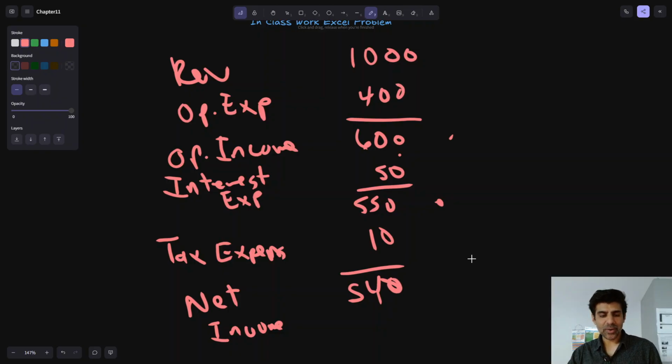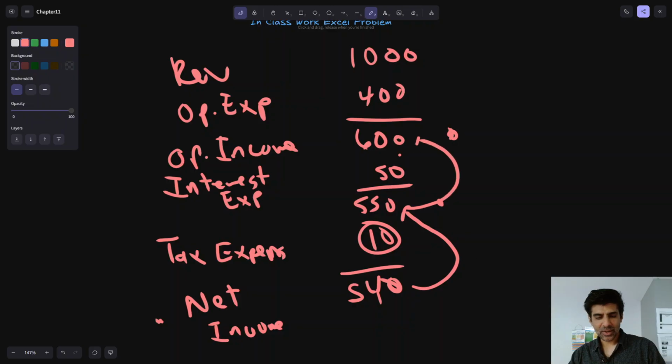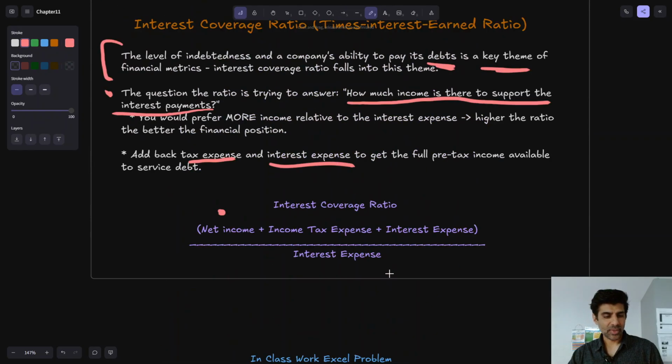So what we care about is not your net income. We care about how much money you have to pay your interest. So we're going to go back to here by adding this. And then we're going to go back to here by adding this. Make sense? Okay, so that's what this is. So you start with your net income, you add back income tax, and you add back interest expense. And that gives you the pool of money available to service your debt.